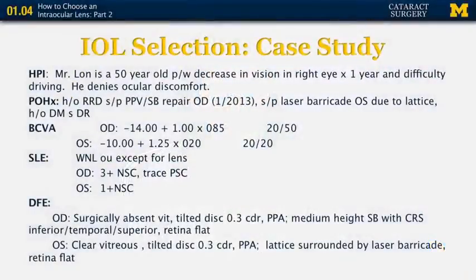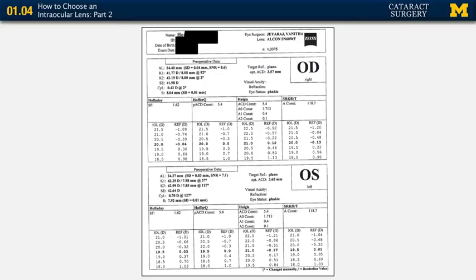So, in this case, Mr. Lon is familiar with contacts, is a contact lens wearer, and chooses to have distance correction with a monofocal lens in the right eye. So let's proceed to taking a peek at his calculation sheet. Here we pull up the IOL Master calculation readout. And it's tempting, since we already know what our target is, we know that he wants a distance correction, it's tempting to look right at the numbers and say, okay, let's shoot for plano, maybe a 20.5 diopter lens here.